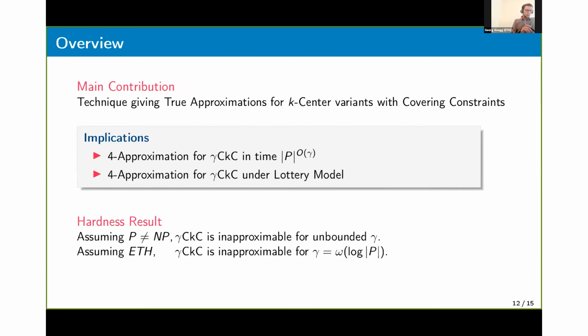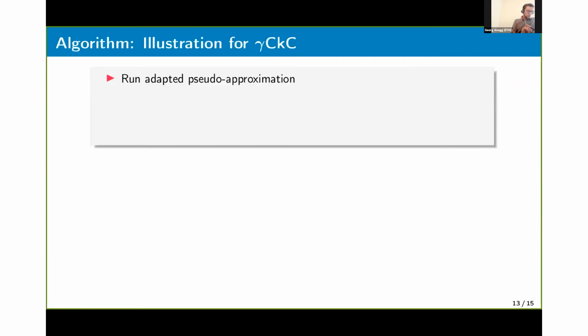Okay, now to illustrate the algorithm, I'm going to go back to the simpler model, which is exactly the same problem that Xinrui has talked about. So without the lottery, just the colorful k-center clustering for simplicity. Now at a high level, what we do is run the pseudo approximation that opens too many centers, and we deal with the violation in a different way than Xinrui's approach.